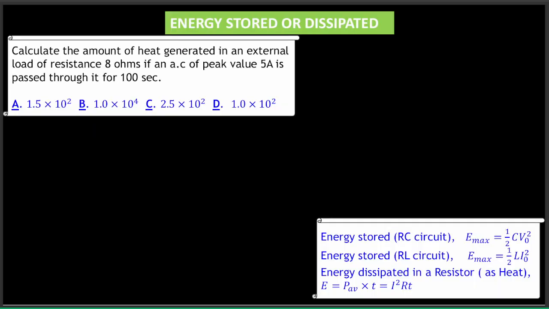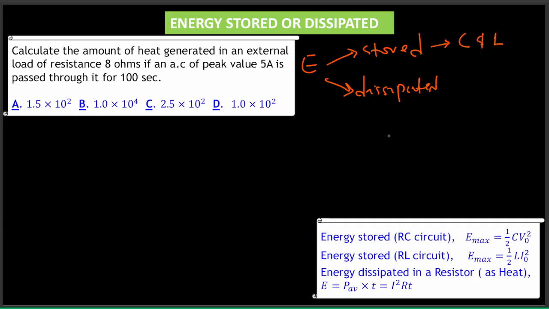All right, finally, let's talk about energy stored. So energy can either be stored or dissipated. Is that okay? So it is stored in a capacitor and an inductor. We saw that when we learned DC. But remember that we are talking about AC here, right? Whereas energy is only dissipated in the resistor. All right, so let's start with energy dissipated.